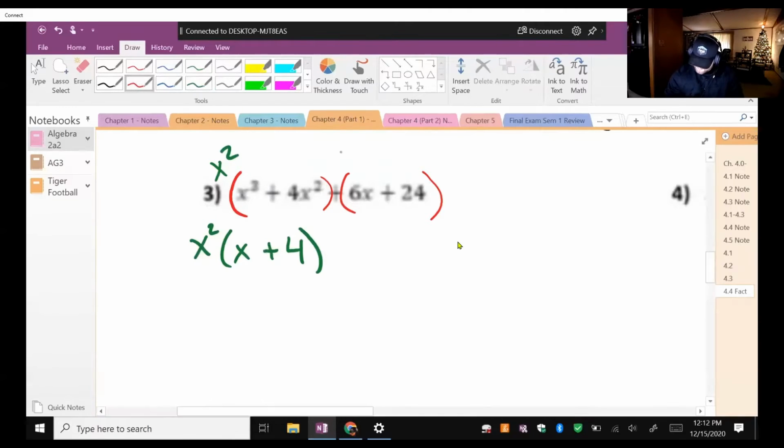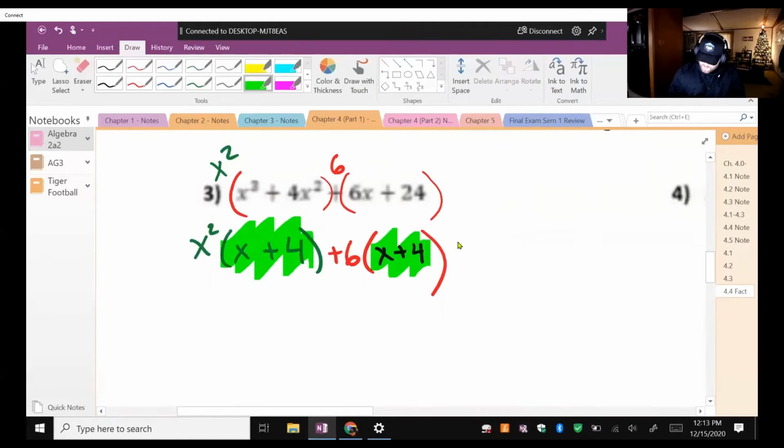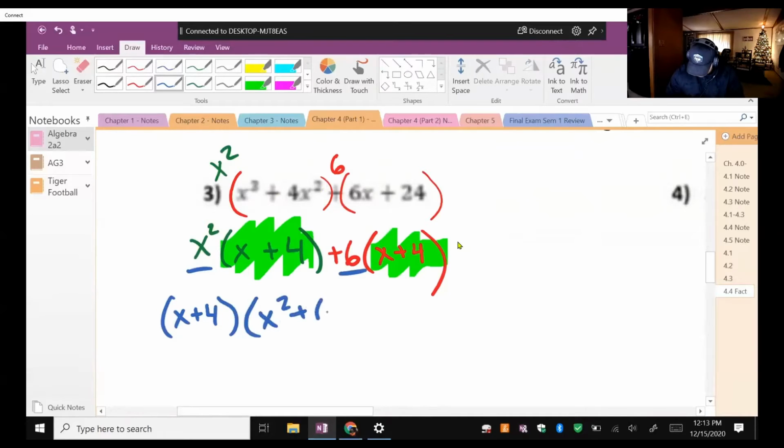I really wanted to change colors there. Okay, let's factor out a 6. What am I left over with? X plus 4 on the inside. Okay, do we have the same binomial? Yeah, we do, right? Right here and right here. So let's factor them both out. Then we're left with x plus 4 times x squared plus 6. Donezo. All right, we factor completely. We're done. Okay, that's as far as we go.